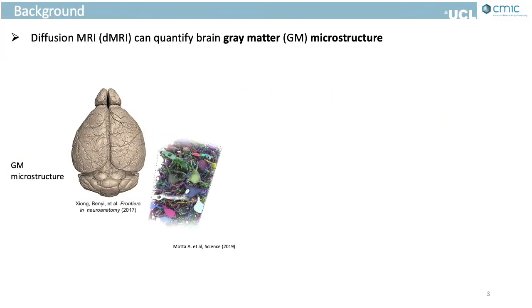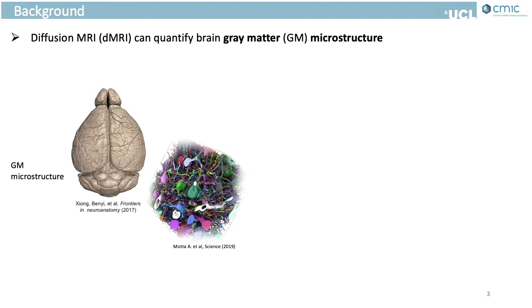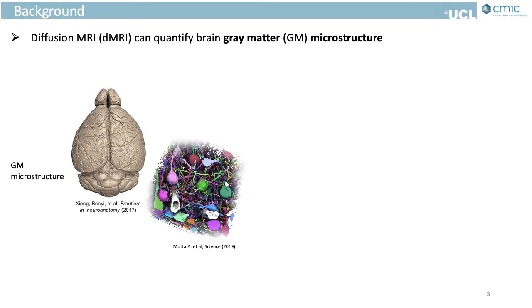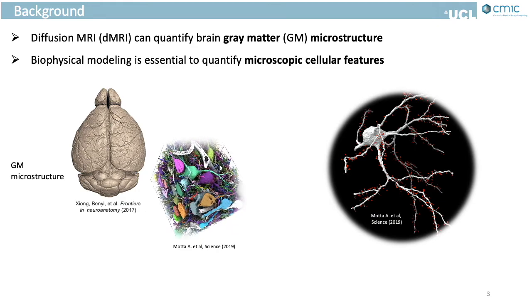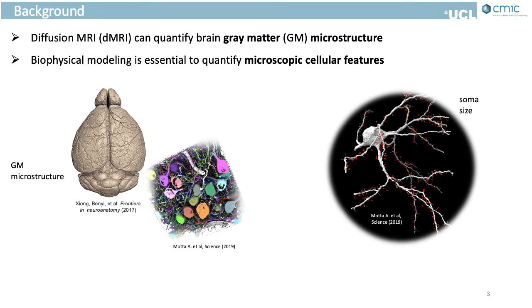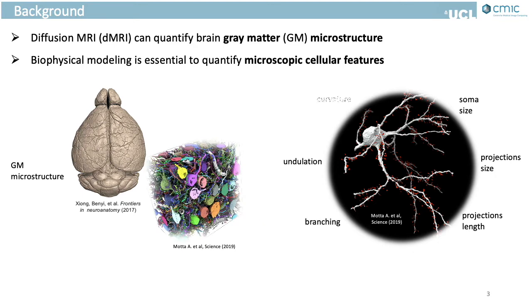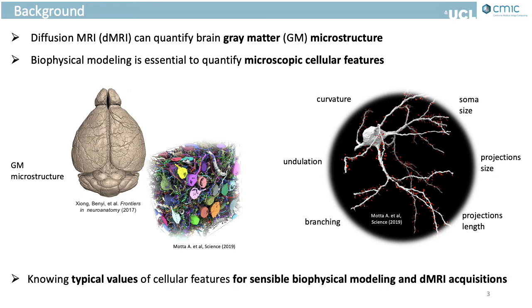Diffusion MRI is a promising technique for characterizing brain gray matter microstructure in vivo. Biophysical modeling is often essential to quantify changes of potentially important cellular features such as soma size, projection size, length, and more. However, to design sensible biophysical models and appropriate diffusion MRI acquisitions, it is essential to know what the typical values of these microscopic cellular features are.